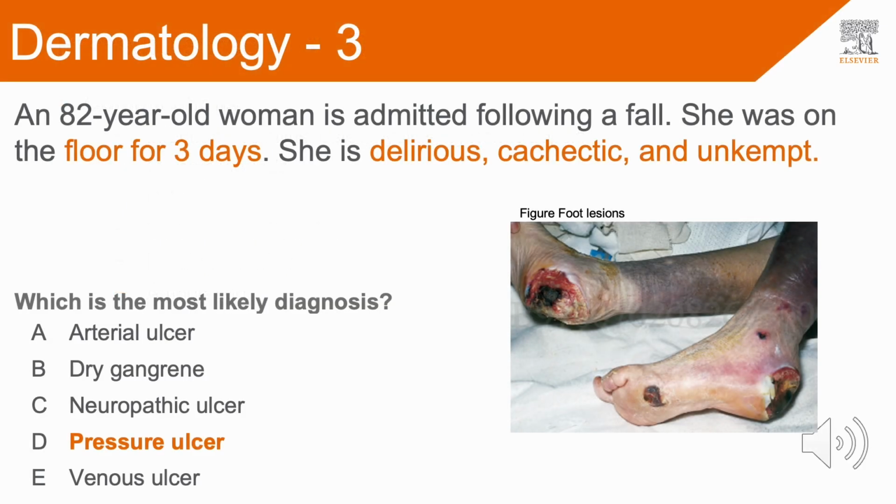Just going back to our stem, we can see features in the stem that suggest a likely pressure injury include a fall and being on the floor for 3 days, which is a long lie, and the patient being delirious, cachectic and unkempt, which indicates a risk of inadequate social supports and setup. The lesions on the feet are bilateral and symmetrical, which again is a suggestive feature for a pressure injury over a pressure point, and we can see where there's been full thickness skin loss and necrosis of underlying tissues in keeping with a stage 3 or 4 pressure injury.